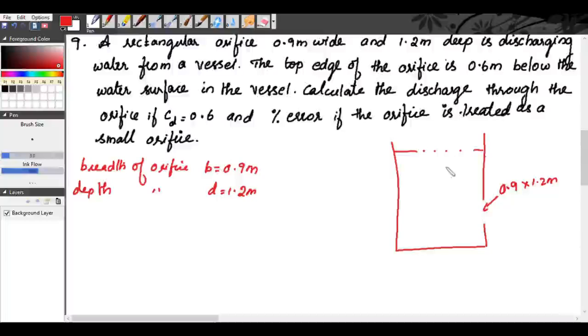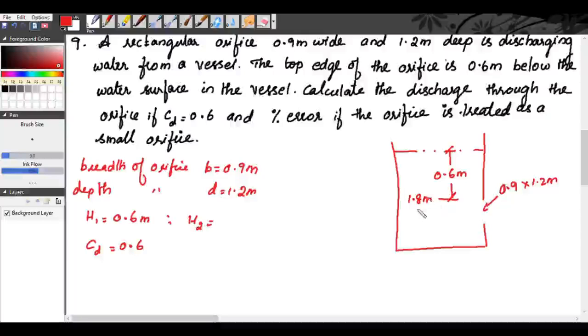So we have water here. The top edge of the orifice is 0.6 meter below the free water surface. That means our H1 is equal to 0.6 meter. Calculate the discharge through the orifice if CD is given as 0.6. Now what is H2? H2 is equal to this 0.6 plus the depth, 1.2 meter. So it is 1.2 plus 0.6, we get 1.8 meter.